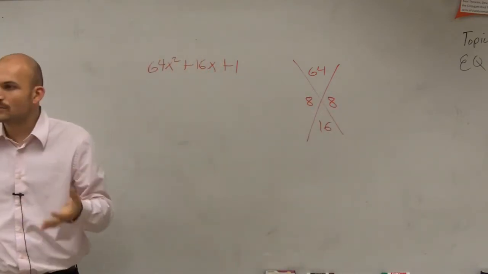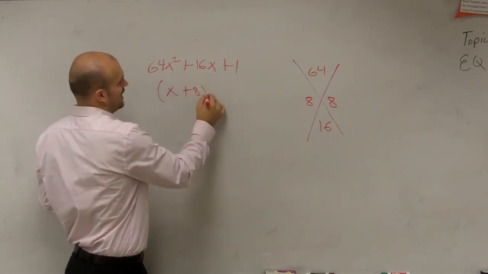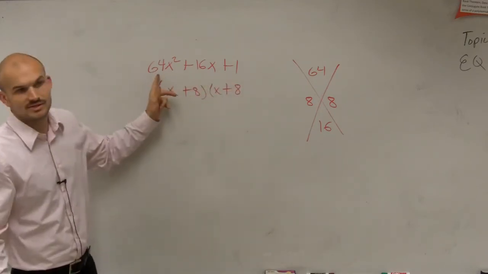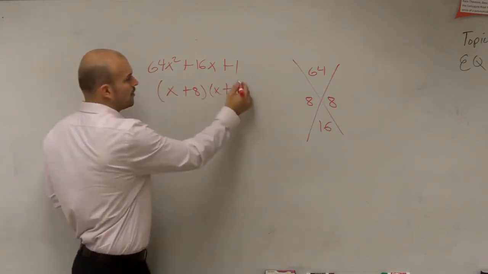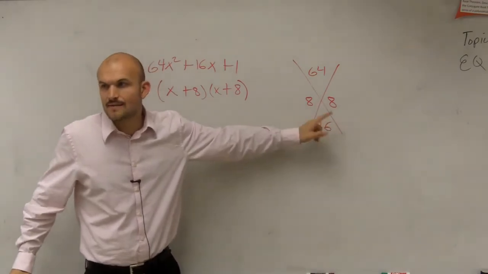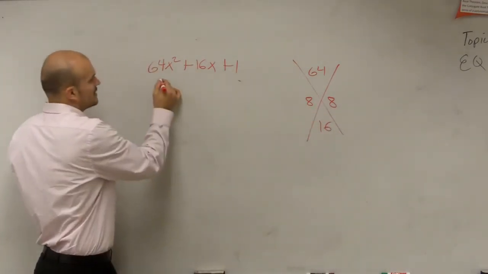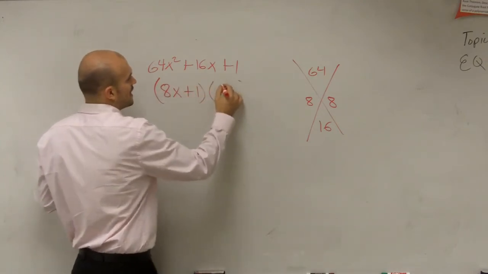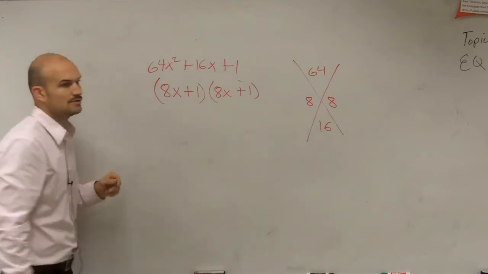So how do we write this up, though? Because we can't write this as x plus 8 times x plus 8, right? Because x times x does not give you 64x squared, and 8 times 8 does not give you 1. So what we need to do is realize that this 8 times 8 multiplies to give us this 64x. So I'm going to rewrite this as 8x plus 1 times 8x plus 1. Now let's go and check our work.